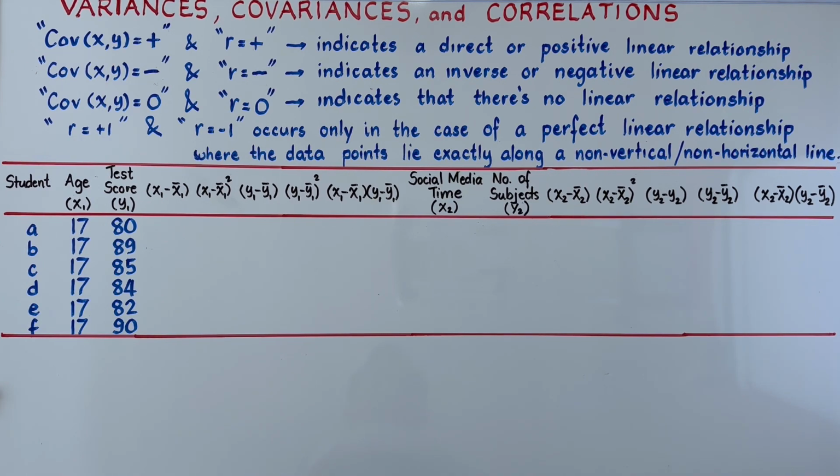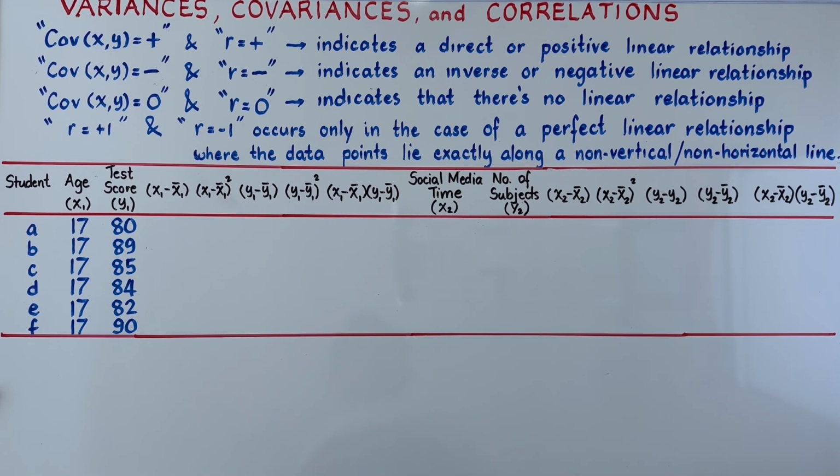And when you compute the correlation coefficient of this relationship, we can be sure that the R value is also negative. But when the covariance is 0, sometimes the correlation coefficient is also 0, and this indicates that there is no linear relationship between the two variables.